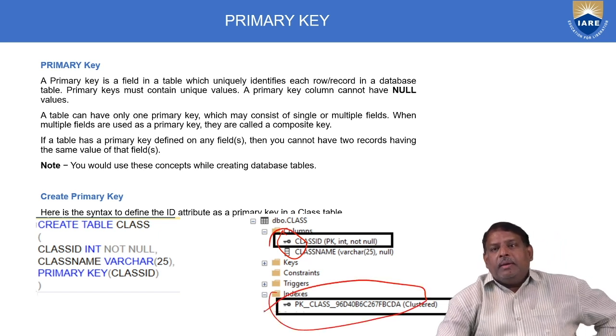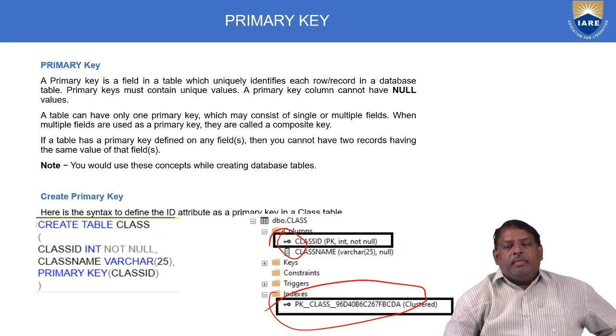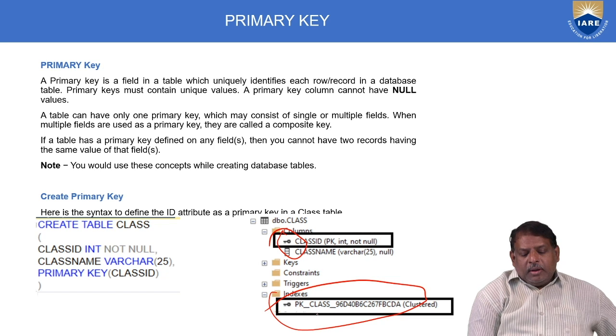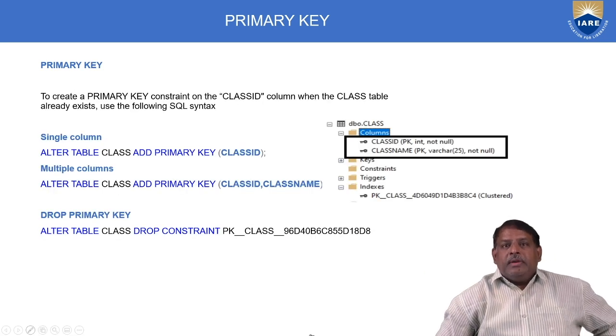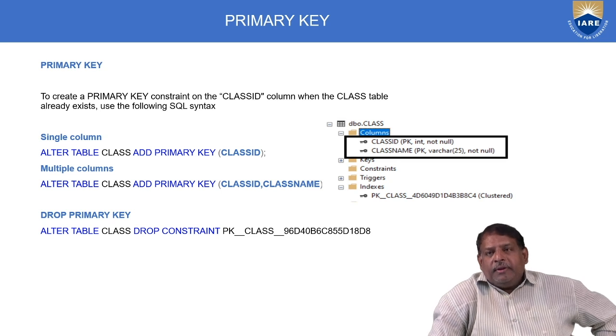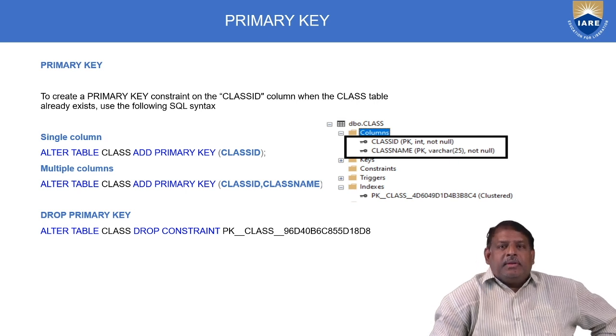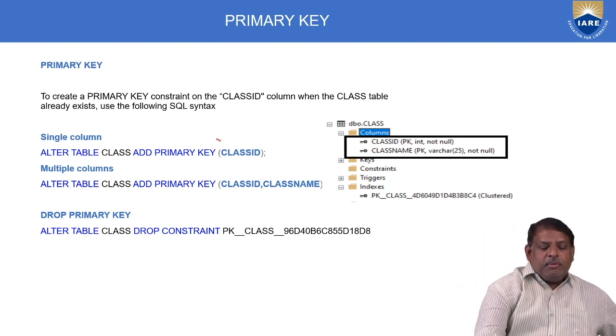Whenever we create a primary key, a clustered index would be created. The name of it is pk underscore class underscore the random number given by SQL Server. This is the primary key. Now let us see the next key. Earlier we have seen how to create a primary key during creation of the table. Now this is the example of how we can create a primary key after the table is created by using the alter command. So alter table class, I'm adding primary key, class ID. Class ID will be the primary key.